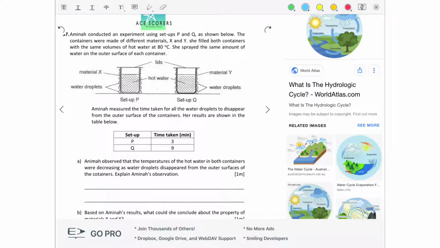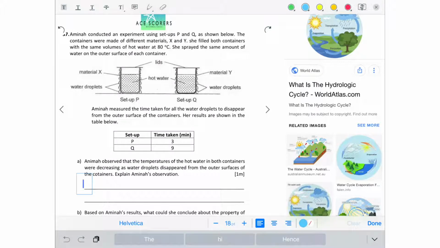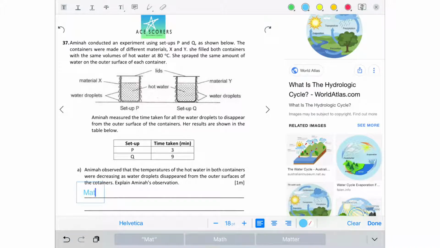So apparently the one over here took a long time to evaporate, but the one over here took a short time to evaporate. So X is a good conductor. Yeah, very good, right? So material X is a good conductor of heat.